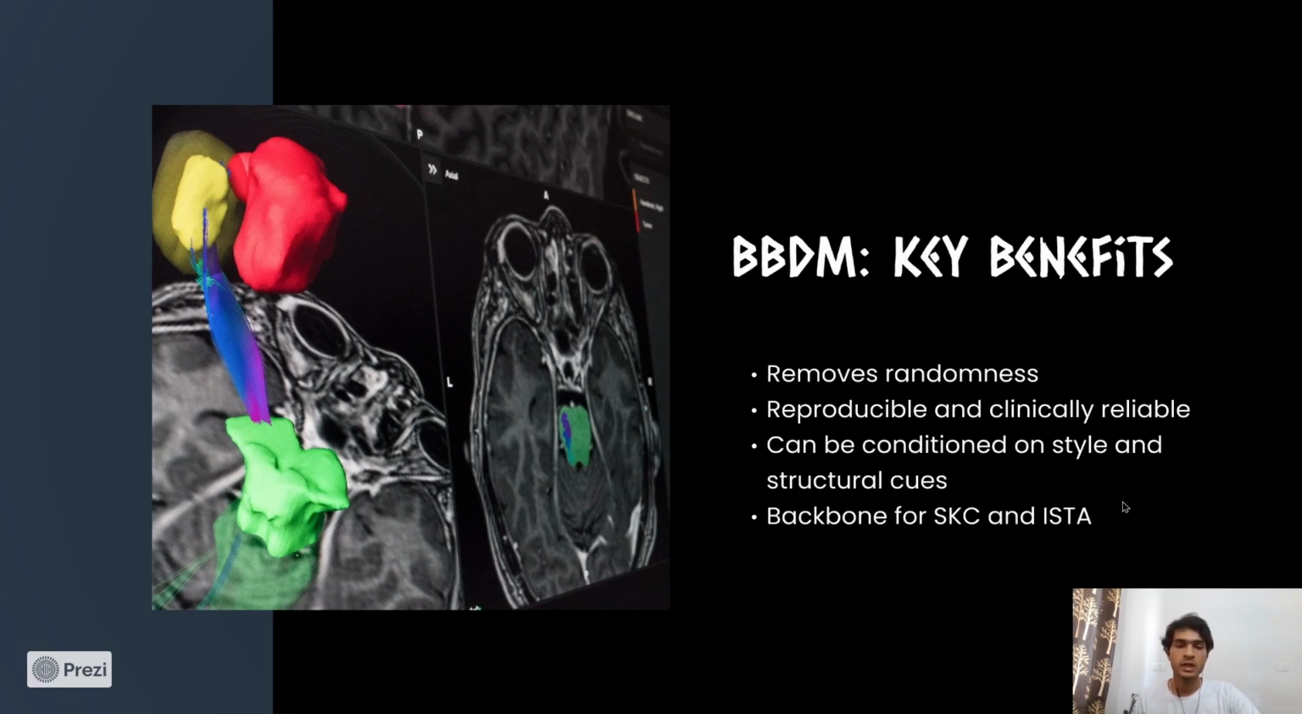To recap, the Brownian bridge diffusion model connects CT to MRI via a probabilistic path that is learned during training. It avoids randomness in the generation phase, making outputs deterministic and reproducible. It also conditions on style and structure, making it a natural fit for techniques like SKC and ISTA. Most importantly, it forms the backbone of the authors' proposed methods and makes the entire approach possible using only 2D slices. In the next section, we will see how style key conditioning is integrated into this framework to further improve the consistency across slices. Over to the next speaker.